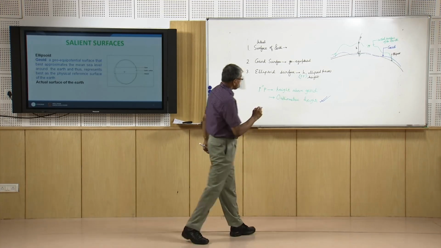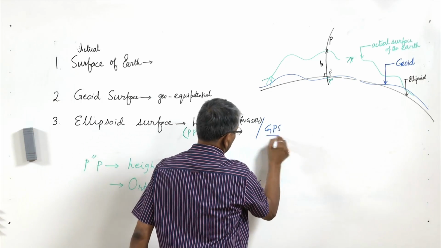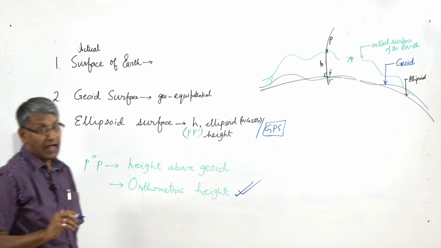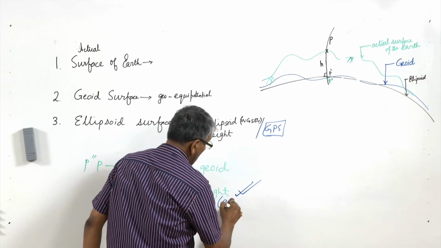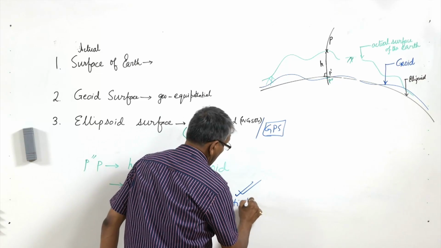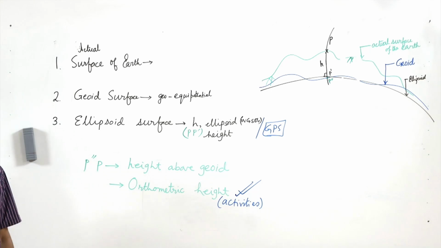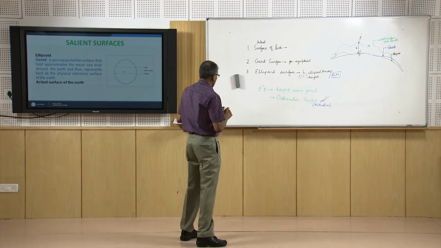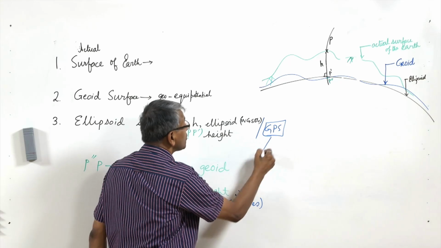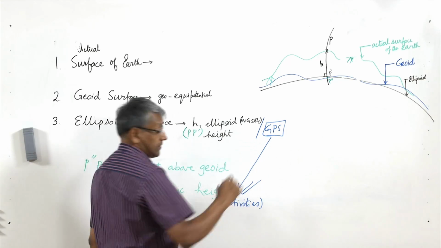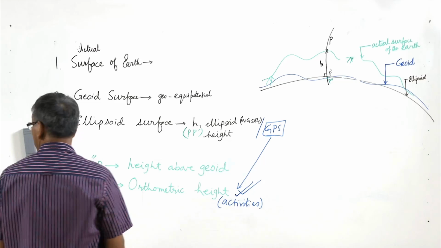Actually, for surveying we need to find out the orthometric height, but GPS provides us the ellipsoidal height. GPS provides us the ellipsoidal height, but all our activities require orthometric height. So, we need to know how to convert GPS height to orthometric height. That is called height transformation.